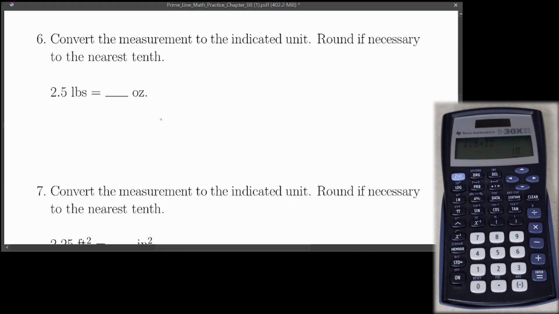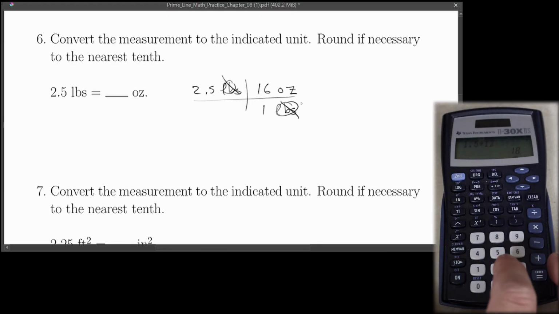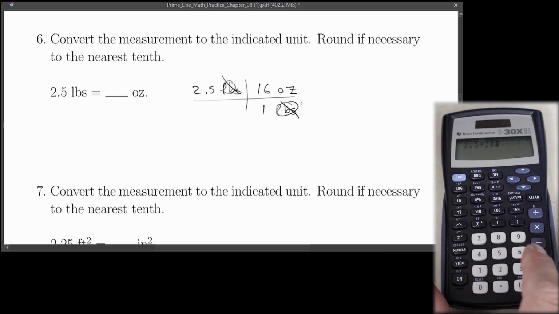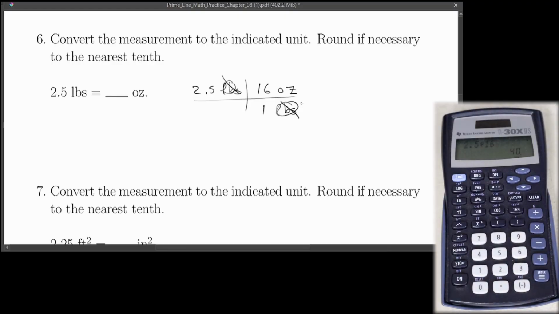Okay, so with our pounds, we got 2.5 pounds, and 1 pound is 16 ounces. Our units will cancel, and so I can take 2.5 times 16, and we'll get 40 ounces.